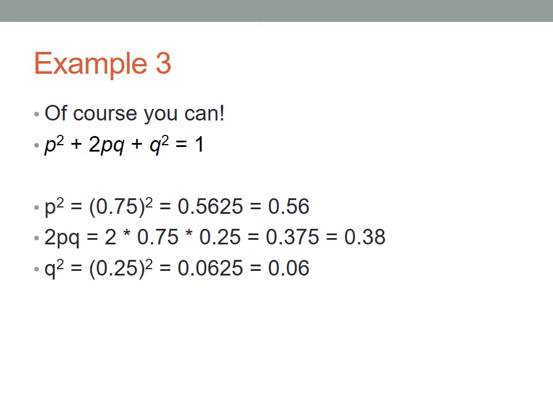How about our homozygous recessives? That's going to be q squared. So 0.25 squared, which equals 0.0625, or for our purposes, 0.06. So we've discovered that 56% of our population is homozygous dominant, 38% is heterozygote, and a whole 6% is homozygous recessive. You were able to help out your lab partner and calculate everything because you knew p and q.